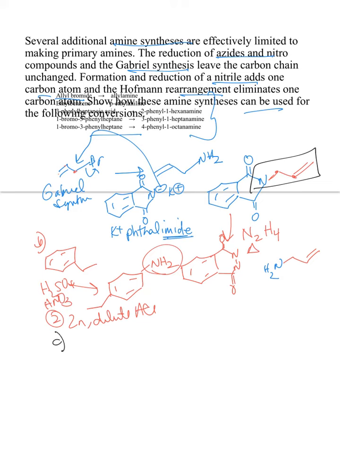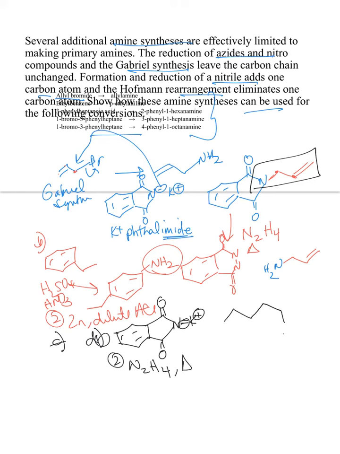Okay, I have skipped C, so you can skip C. And let's go on to D. D, you want to do the Gabriel synthesis, so react this with your potassium phthalimide. And then the second thing you react it with is hydrazine, N2H4, and heat. And you will make your primary amine.